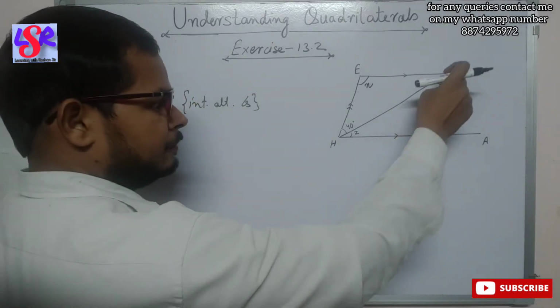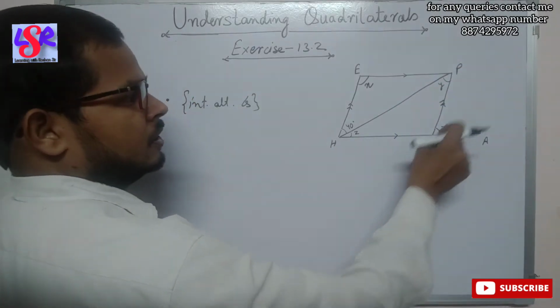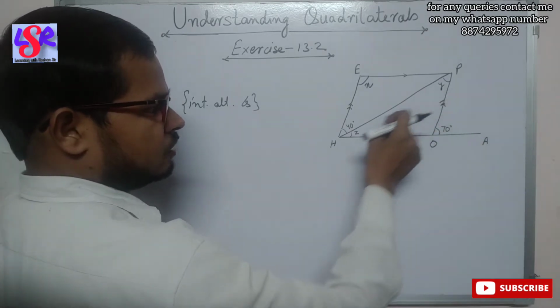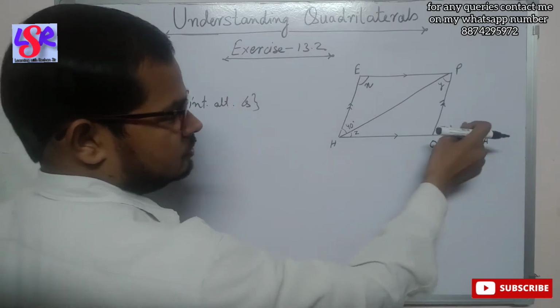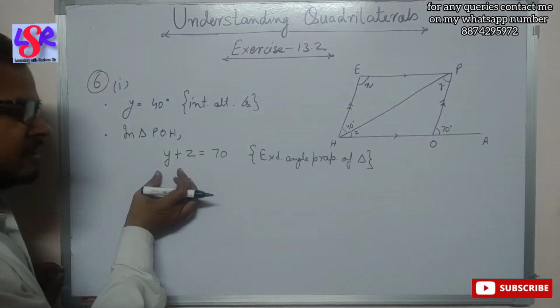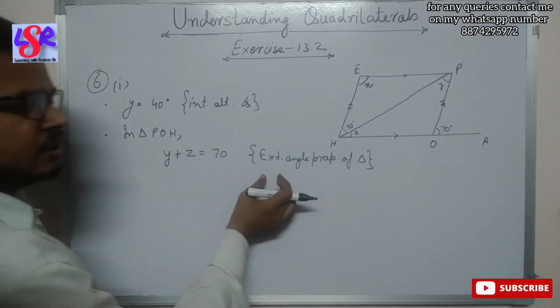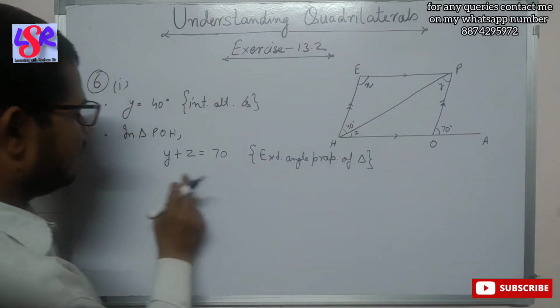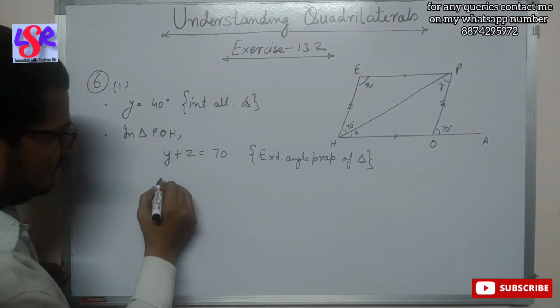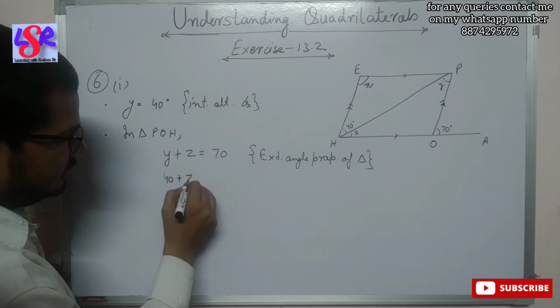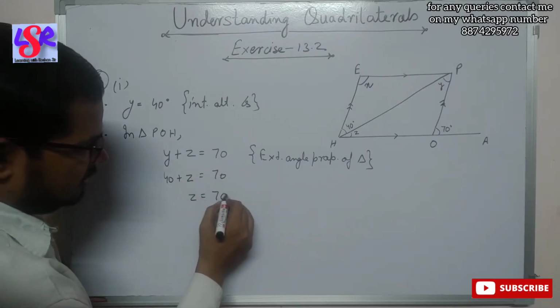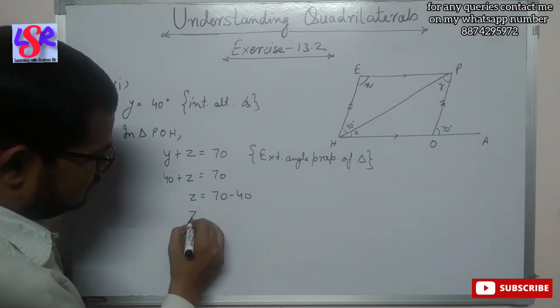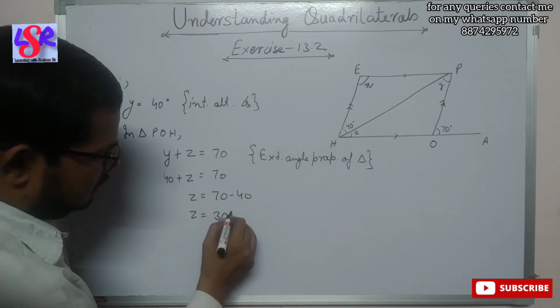And in triangle PHO, here this is an exterior angle and these two are interior opposite angles. So the sum of these two will be equal to 70. And here we get x plus z equals 70 by exterior angle property of triangle. Now we can place the value of y over here, and this will be 40 plus z equals 70. So z equals 70 minus 40, that is z equals 30 degree.